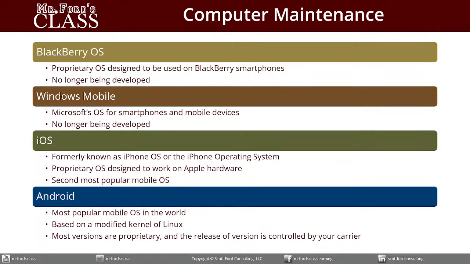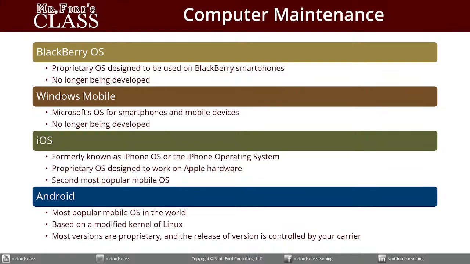BlackBerry operating system used to work on the proprietary BlackBerry smartphones. They don't make them anymore. You can still find BlackBerry out there. It's still a viable company. It's still out there focusing on security. Windows Mobile, Microsoft wanted to get in on the act as far as operating systems for mobile devices. Windows Mobile is also no longer being used.